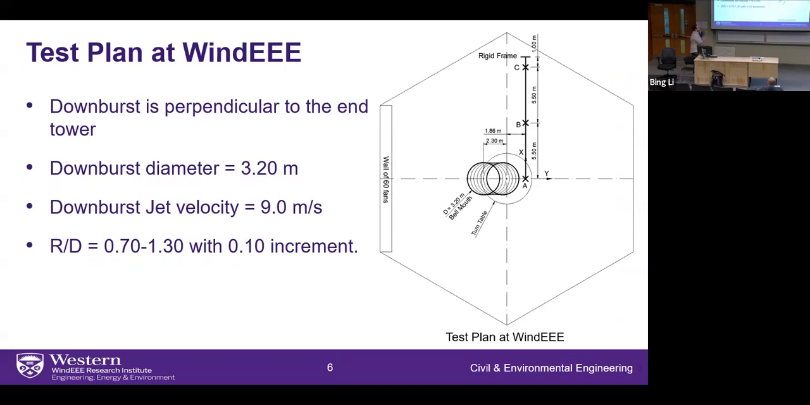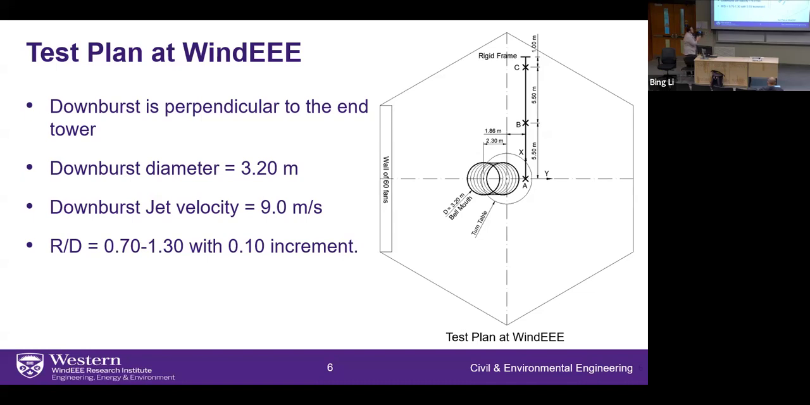For the test plan, Windy has a hexagonal shape with a diameter of 25 meters. We have 3 identical towers, towers A, B, and C. Tower A is the edge tower, representing an end tower, while towers B and C are tangent towers. Then we have a rigid frame, which represents the continuity of the line in the direction beyond tower C.